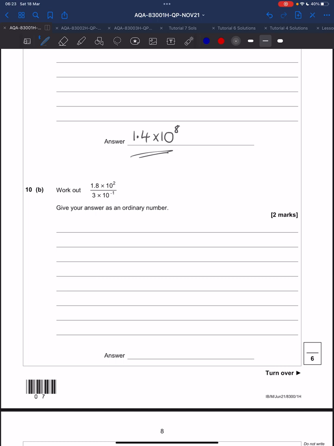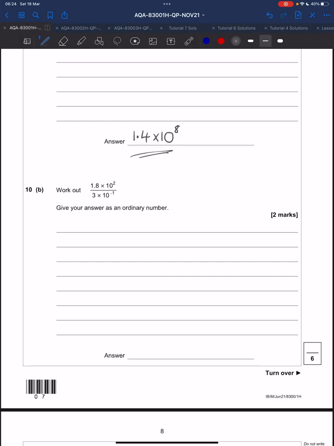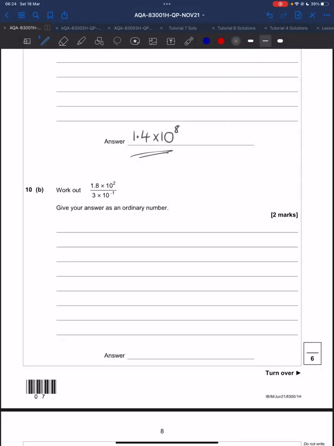So work out 1.8 times 10 squared, divided by 3 times 10 to the -1. Give your answer as an ordinary number. I'm just going to freeze this screen, hopefully. There it is. Okie doke.